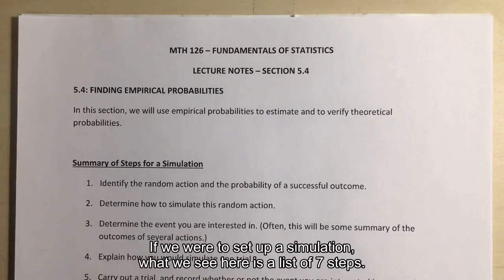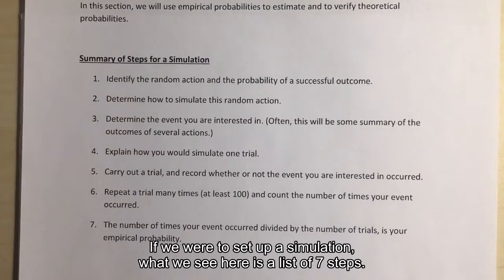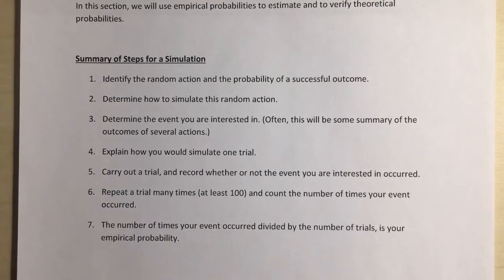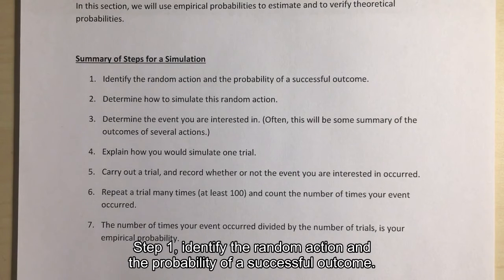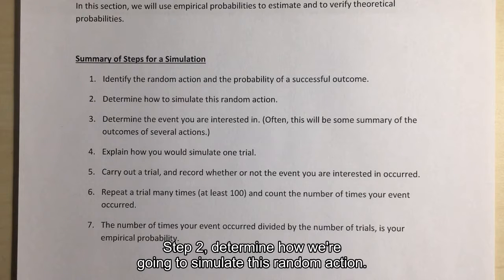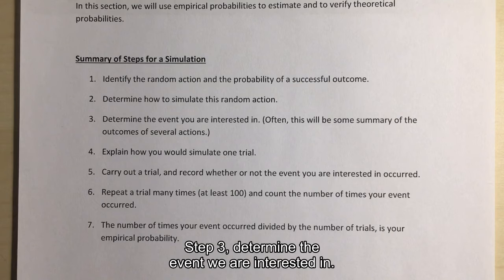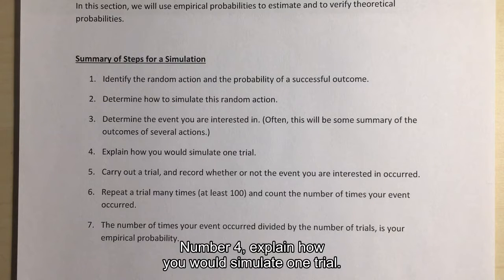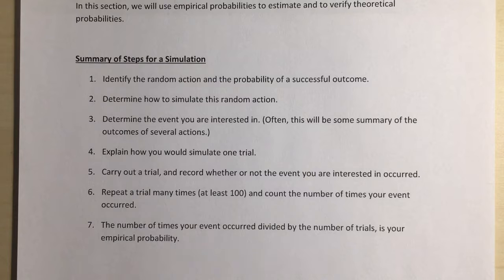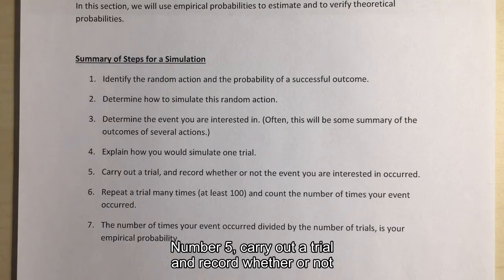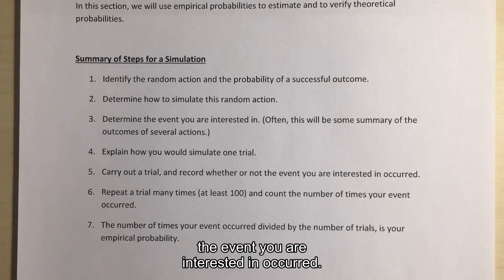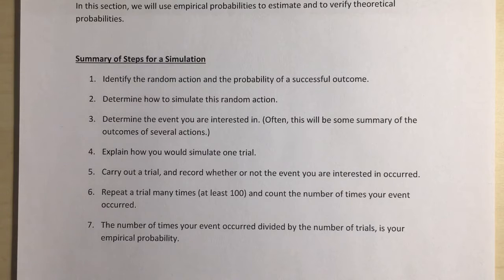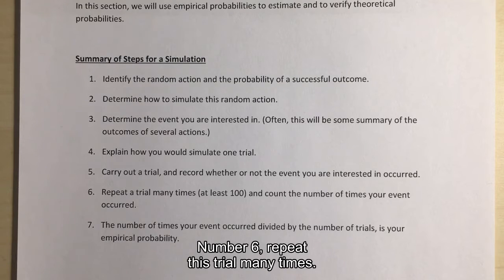So if we were to set up a simulation, here we see a list of 7 steps. Step 1, identify the random action and the probability of a successful outcome. Step 2, determine how we're going to simulate this random action. Step 3, determine the event we are interested in. Number 4, explain how you would simulate one trial. Number 5, carry out a trial and record whether or not the event you are interested in occurred. Number 6, repeat this trial many times.